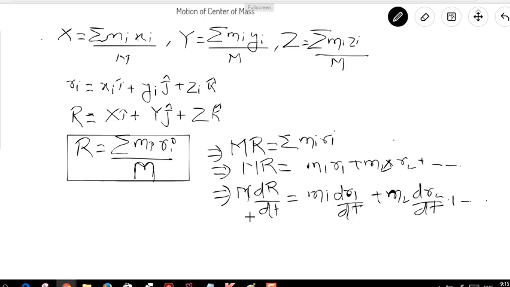So we know that dx by dt, in this case dR by dt, is equal to velocity, right? So this dR by dt will become capital V, because here capital R represents the position vector of the center of mass. So here capital V will represent the velocity of the center of mass, and then this one will become M1 small v1 plus M2 small v2 plus so on, right?